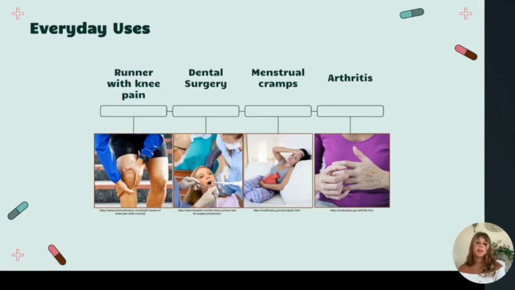People with arthritis often experience ongoing joint inflammation, so NSAIDs can help reduce stiffness and improve movement. These examples show how one class of drugs can be useful for many different conditions because they all involve inflammation.